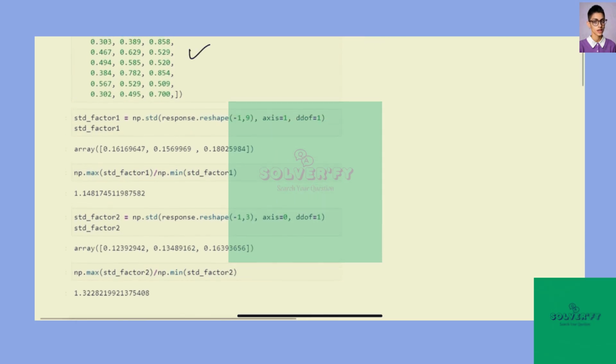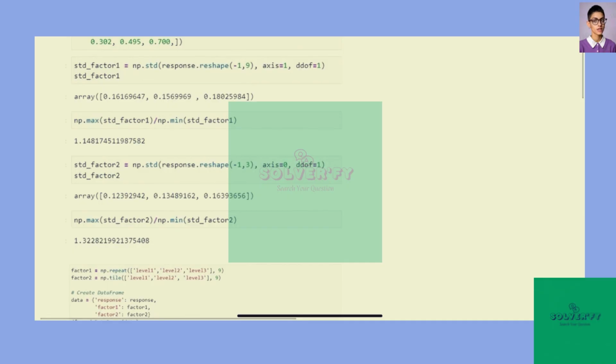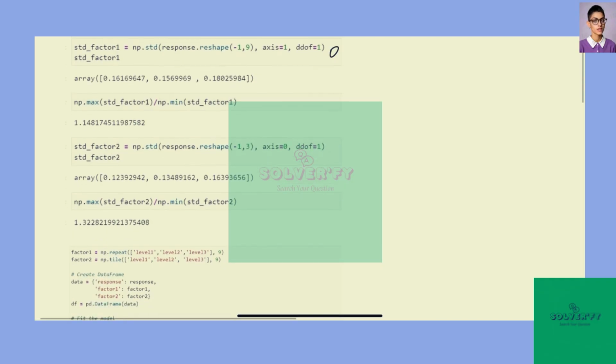So here I have the response, and here I have the calculation of standard deviation for factor A, which is the age group. So here I have the standard deviations for different age groups, and the calculation of the ratio would be the maximum, 0.18, over the minimum, which is 0.157, and the ratio turns out to be 1.15, which is less than 2.